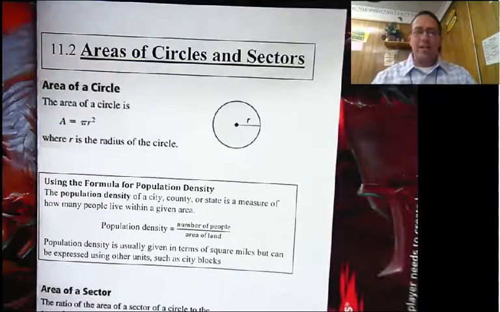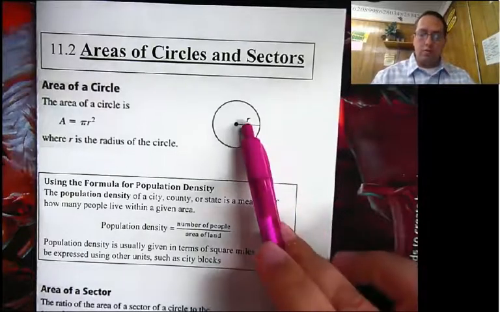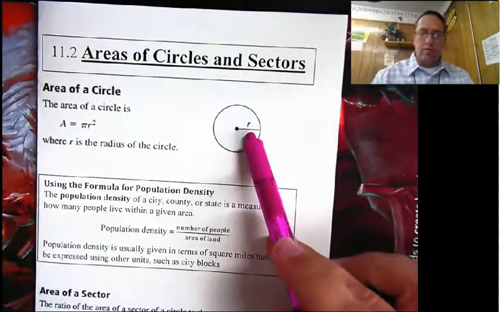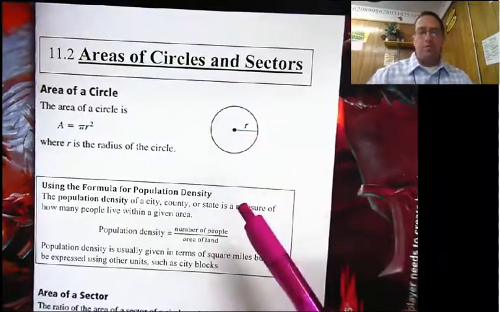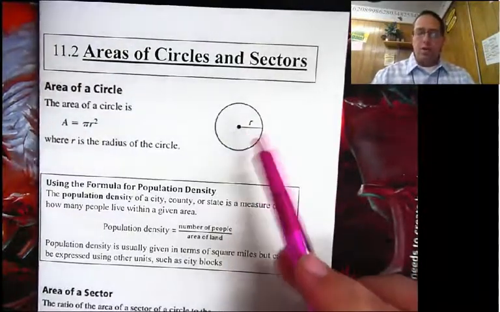Hello, class. Today we are going to look at areas of circles and sectors. All right, so we're going to start with the area of a circle, and this should be pretty much review because you've been doing this for a couple of years, right? Area of a circle is pi r squared, where r is the radius of the circle. And so we just take the radius, we square it, we multiply it by pi, which is approximately 3.14, and that'll give us our area.